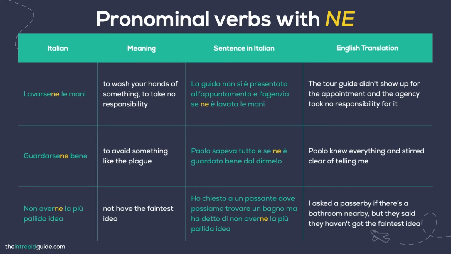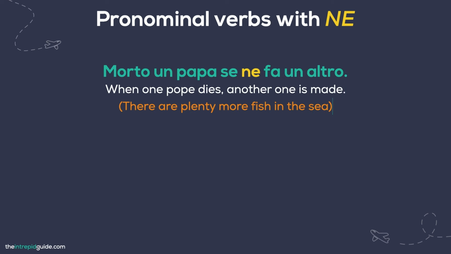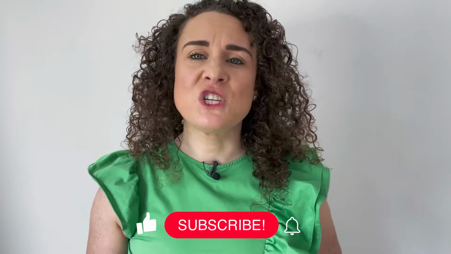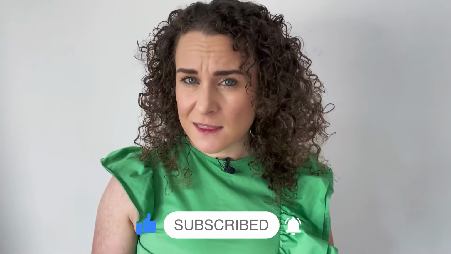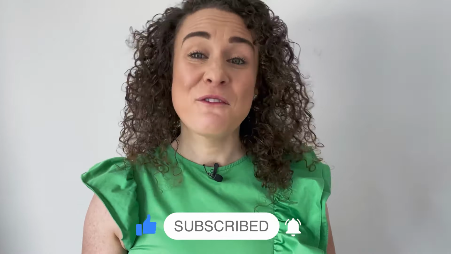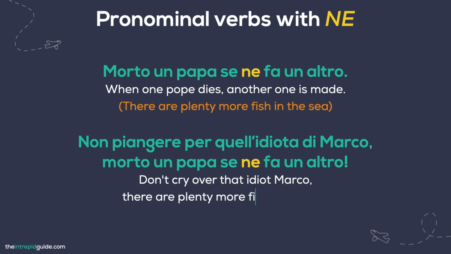Lastly, there's a well-known Italian saying that uses the particle ne, which is, Morto un papa, se ne fa un altro. This means when one pope dies, another one is made. This expression suggests that nobody is indispensable, similar to the English saying, there's plenty more fish in the sea. For instance, Non piangere per quell'idiota di Marco. Morto un papa, se ne fa un altro. Don't cry over that idiot Marco, there are plenty more fish in the sea.